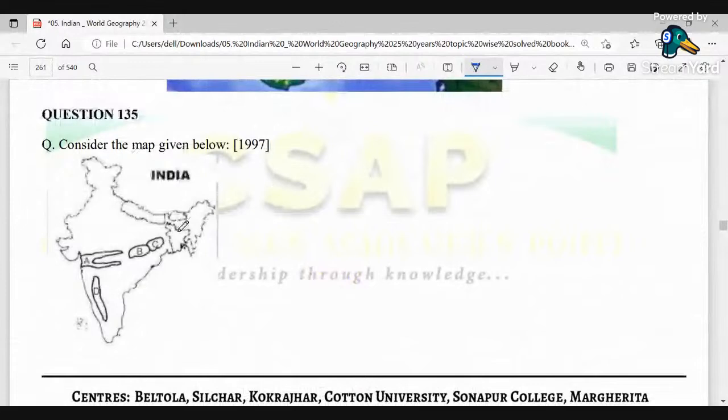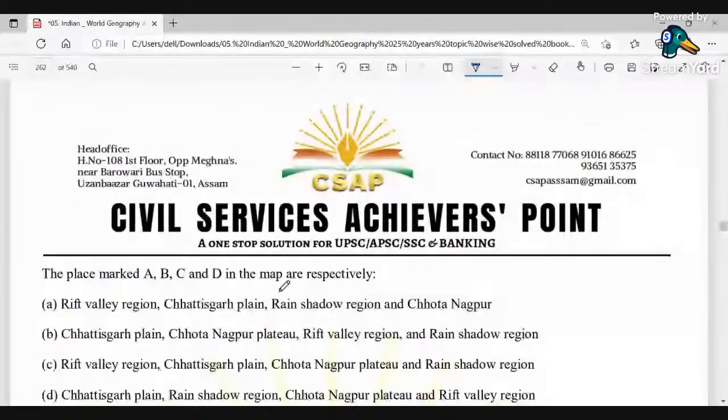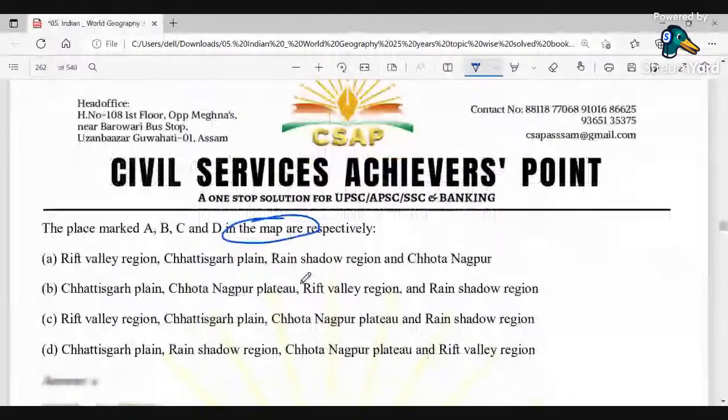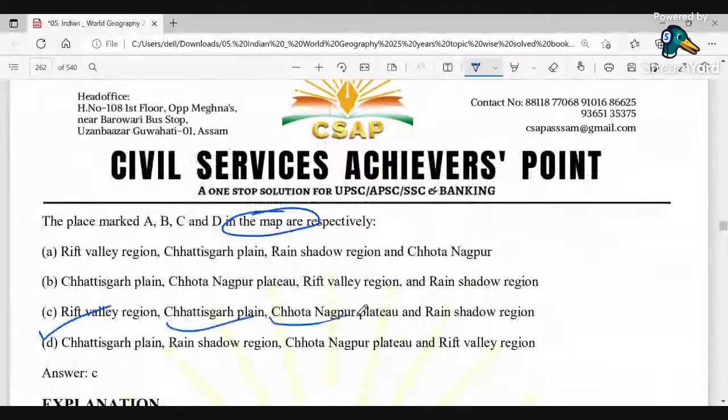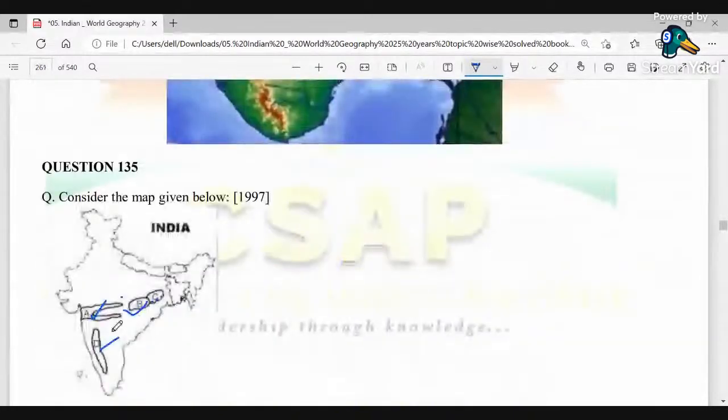Consider the map given below. So here it has been represented A, B, C, and lastly D. Okay, so four options are given. So the places A, B, C, D marked in the map are respectively what? So it's obviously Rift Valley region, Chhattisgarh Plain, Chota Nagpur Plateau, and the Rain Shadow region. Okay, so the Rain Shadow region is basically the region over here, which comes on the leeward side of the Western Ghats.